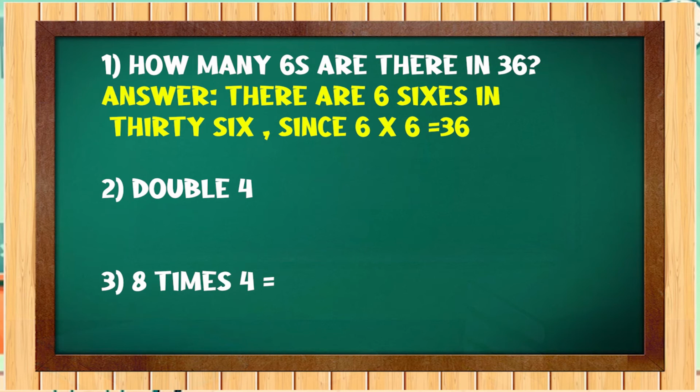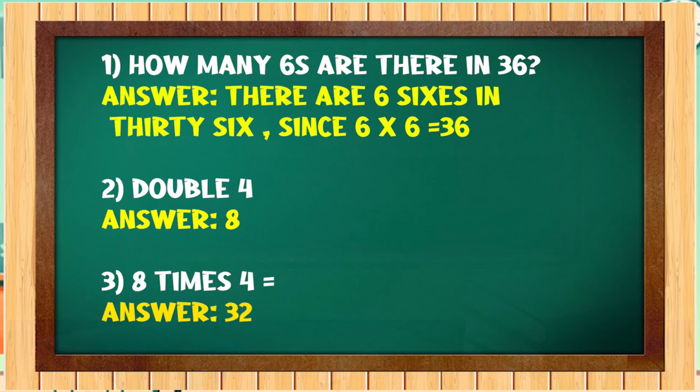Double 4. What is the key word there? Double. What does double mean? 2 times. 2 times 4 will give you 8. What is 8 times 4? 8 times 4 equals 32.